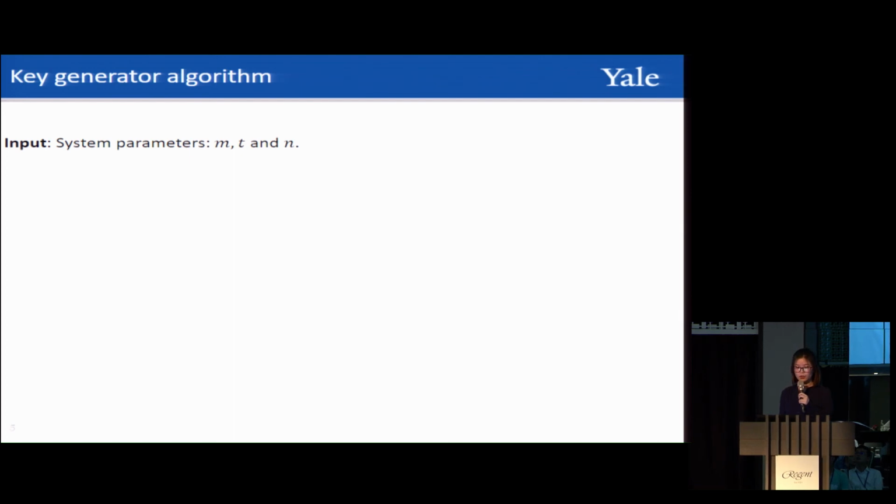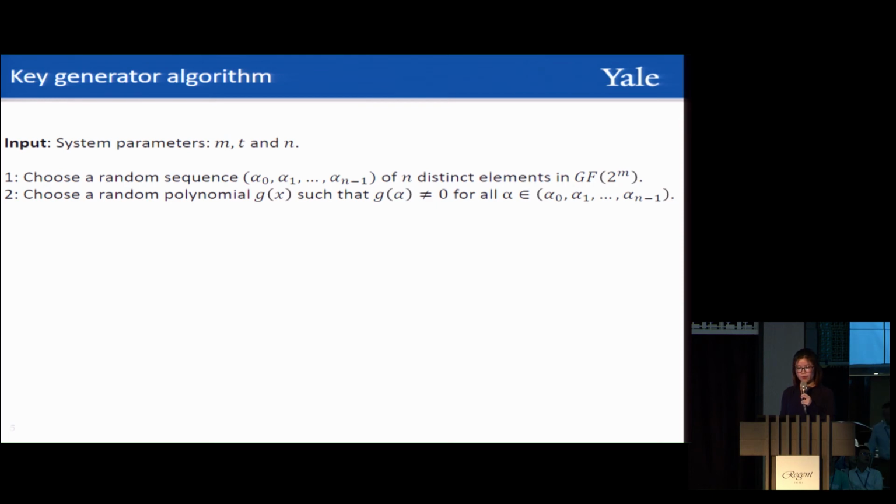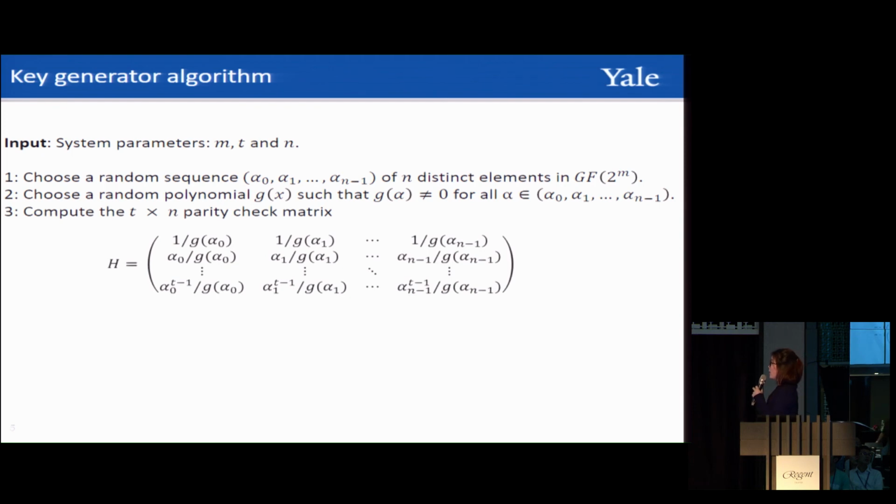So next, I will show the algorithm that we used for our implementation. So first, you need to pick the system parameters: the field size, number of errors, and the code length. And then you need to first determine your code locator, which contains n distinct elements. And then you need to determine your Goppa polynomial, which needs to satisfy the requirement that the evaluation of the polynomial at all these points within the code locator are non-zero. And then you start calculating the parity check matrix, which is H. So H looks like this.